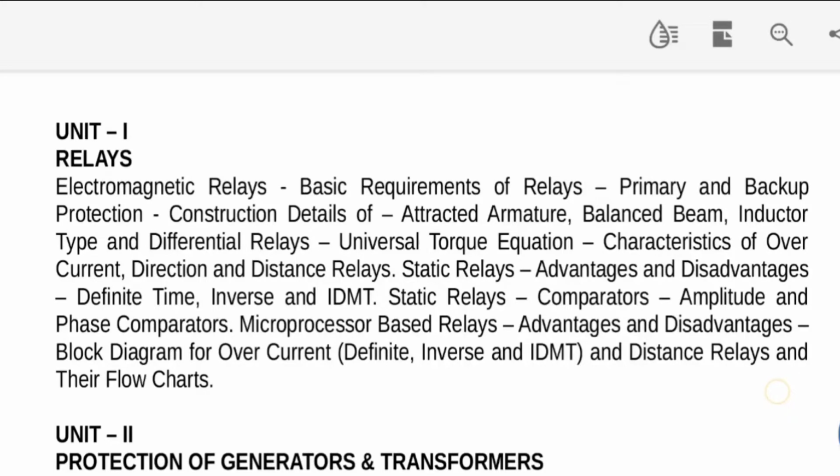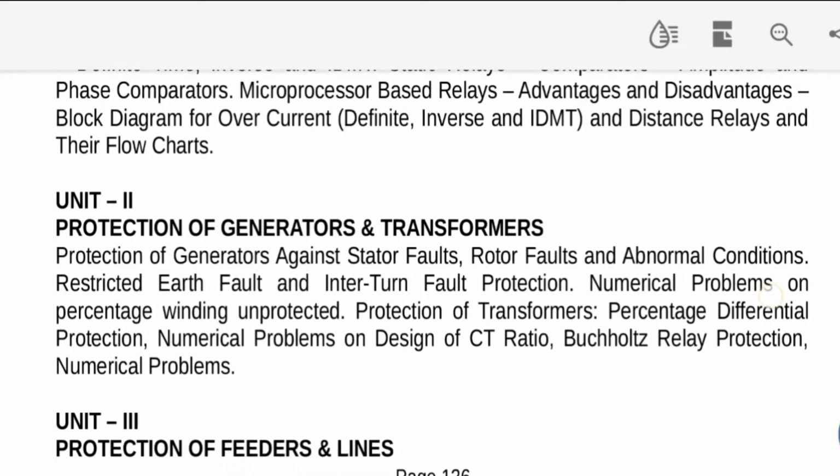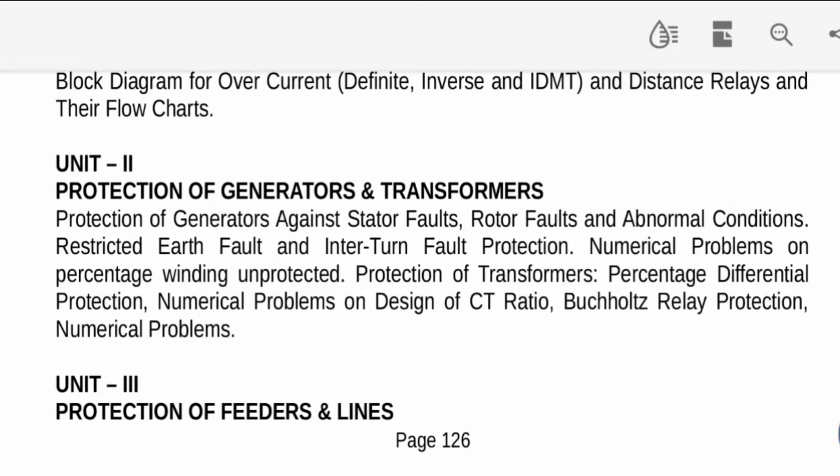Whatever relay they ask about, if you know the two, the overcurrent relay and the impedance relay, you can answer. Coming to unit 2, protection of generators and transformers. It covers protection of generators against stator faults, rotor faults, abnormal conditions, restricted earth fault and interturn fault protection, and numerical problems. Similarly, protection of transformers, how the transformer is protected, is also in unit 2. First generators, after that transformers.